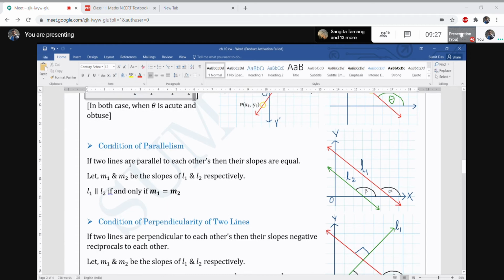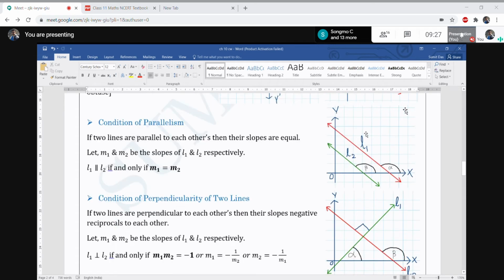Next is the condition of parallelism. Suppose you can see in this diagram L1 and L2, two lines which are parallel to each other. What does parallel mean? Parallel means the distance between these two lines is always constant. These lines can extend infinitely in both directions, and the distance between them is always constant. These are called parallel lines.